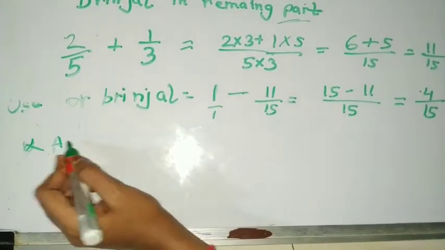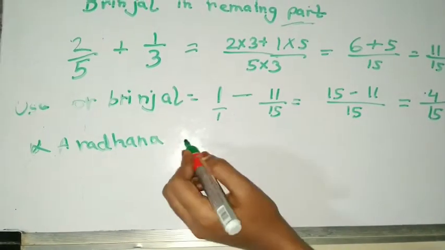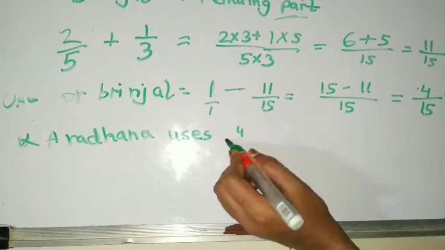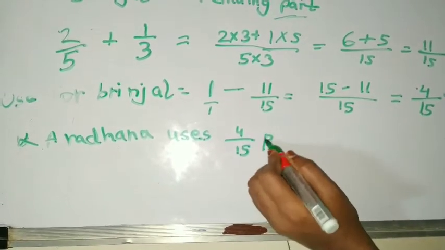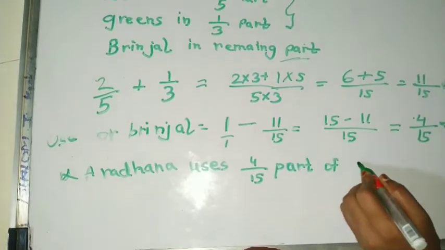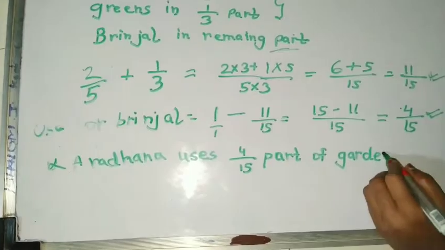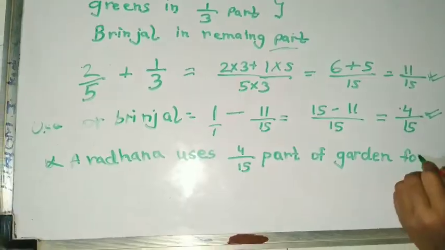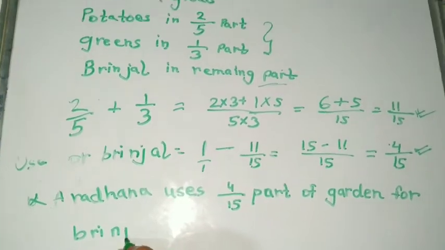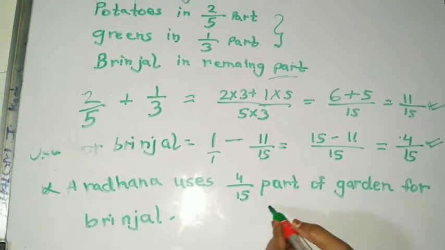You can write: Aradhana uses 4 by 15 part of the garden for brinjal. This is the answer.